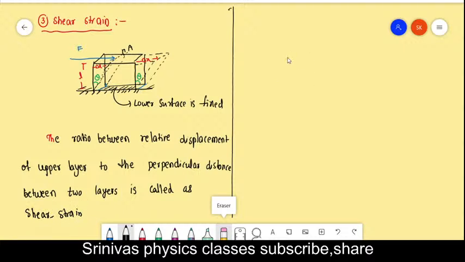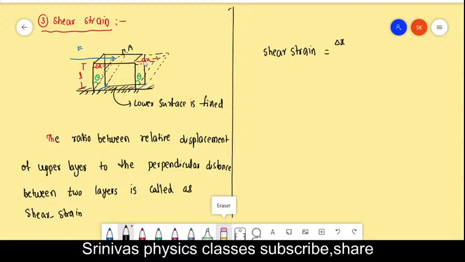The formula for the shear strain is equal to the relative displacement of the upper layer. From the figure, what is the displacement of the upper layer? Upper layer displacement is delta x. What we are doing here: this is a cuboid, the lower face is fixed to a rigid support, and on the upper face we are applying the force parallel to the upper surface.